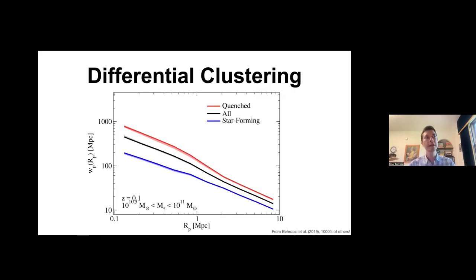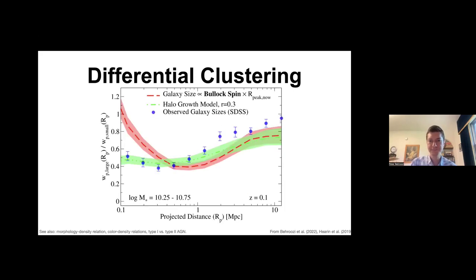So one area, where you go after the low-hanging fruit, is differential clustering. And this is an underexplored area, not just at high redshift, but also at low redshift. There have been tons and tons of papers pointing out the fact that quenched galaxies cluster differently from star-forming galaxies. But it's not just quenched versus star-forming.